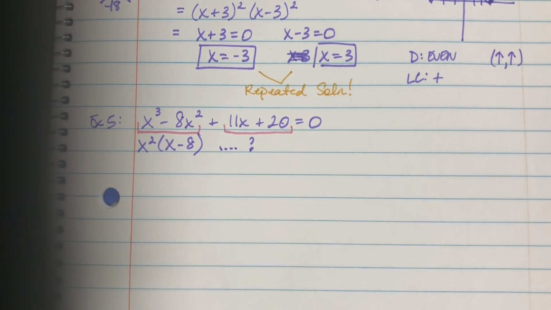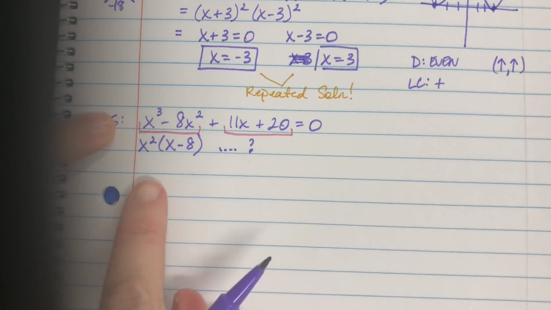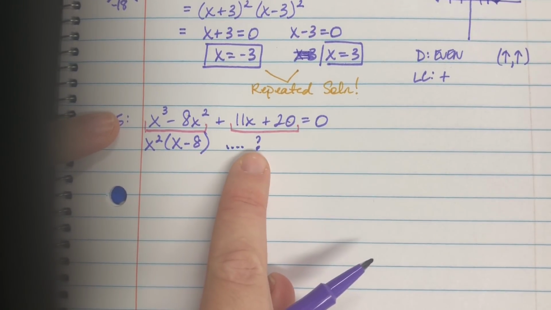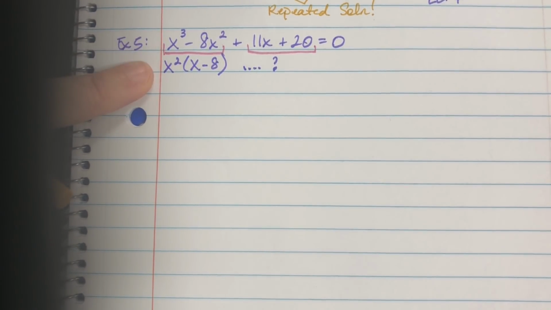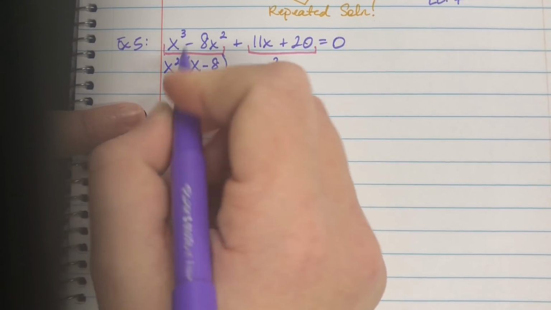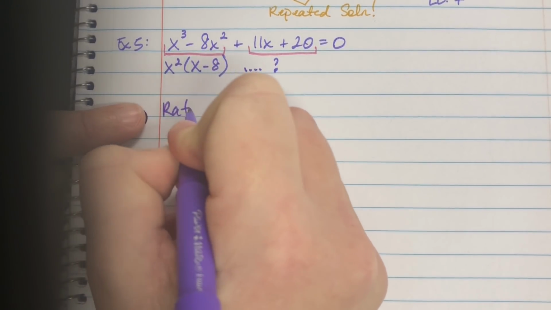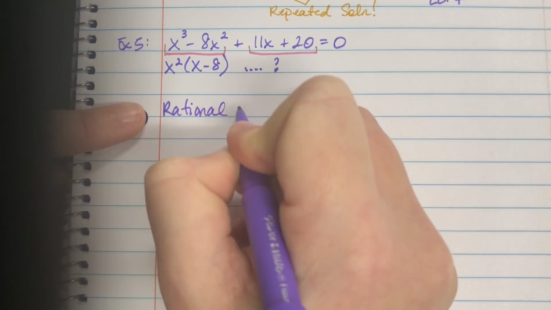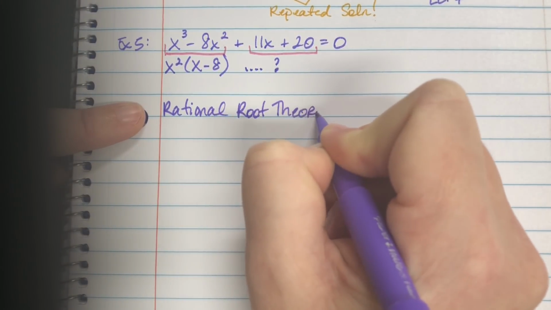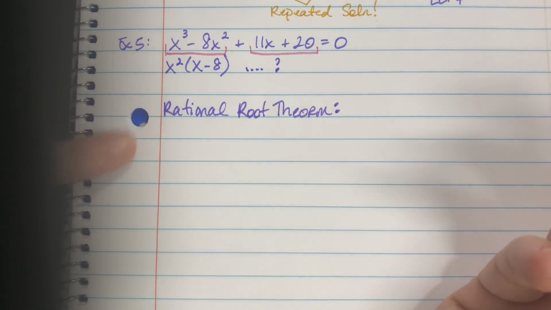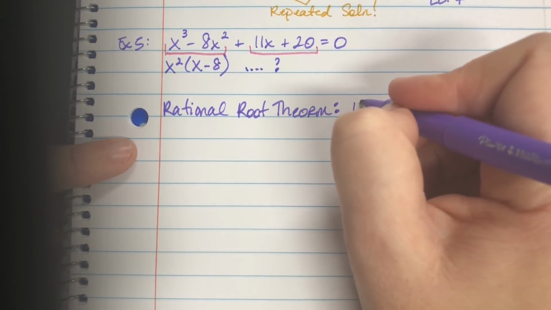Okay, so what do I do? That leads us to the next thing. Not everything is factorable. You may run into situations like this where you can't factor it. What you're supposed to do next, if you run into this, is called the rational root theorem. Rational root theorem. This is what it says.